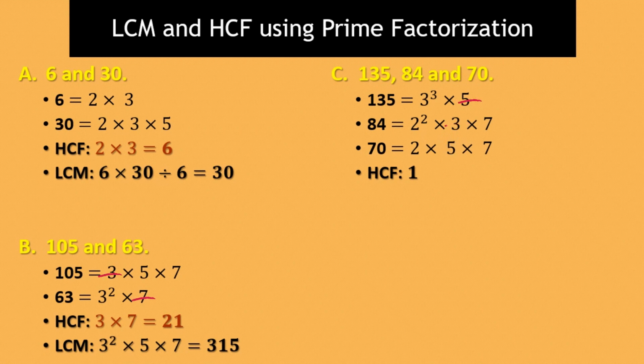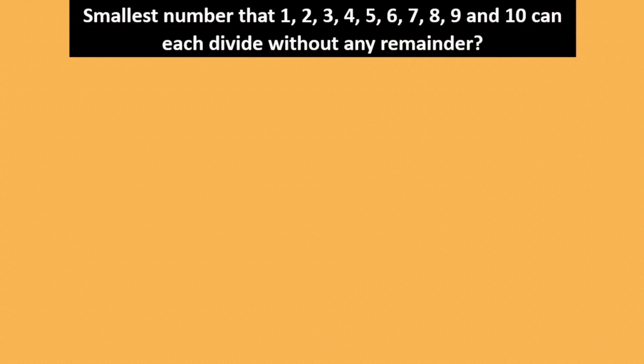84 has 2 squared. So does 70. So cancel out 2. 84 has 7. Cancel out 7 from 70. And now the numbers you are left with, write them out and multiply them to give you the lowest common multiple, which is 3,780. Let's end the video with a word problem using everything that we've learned so far.